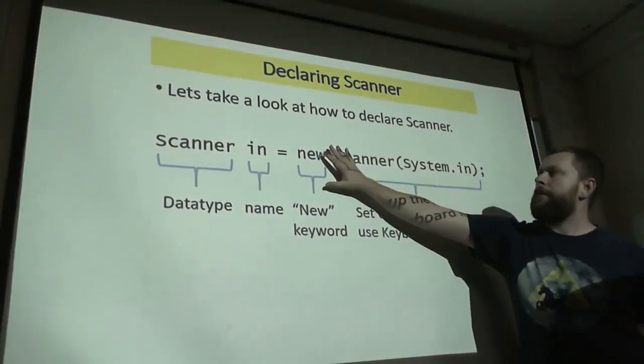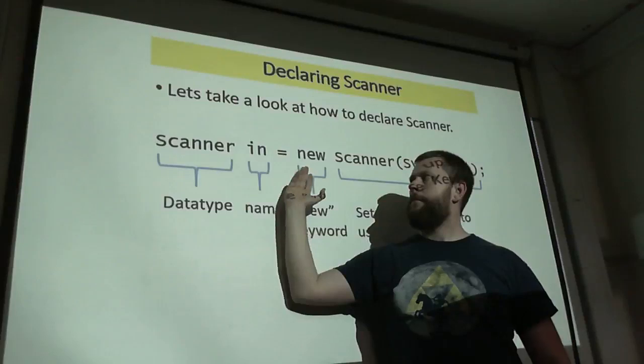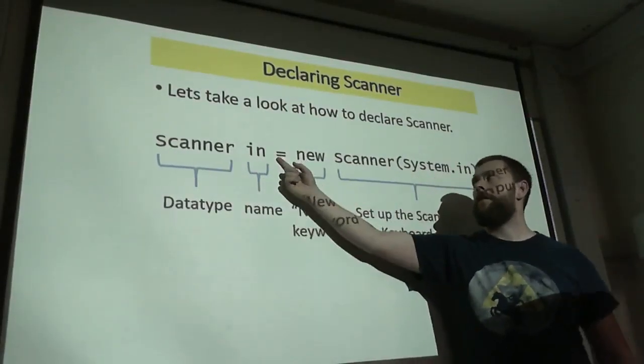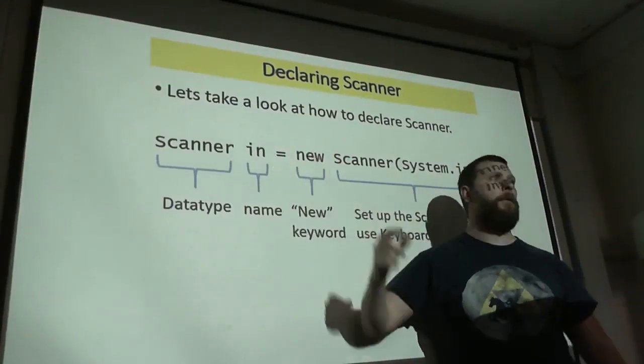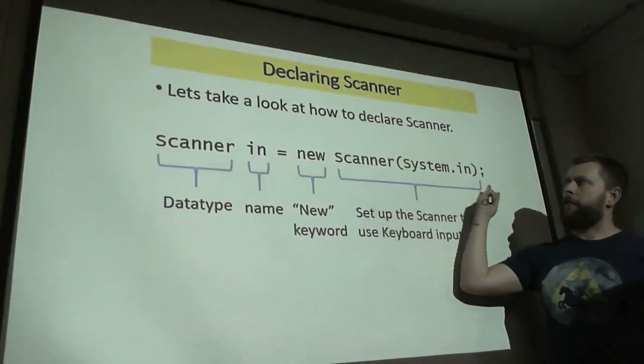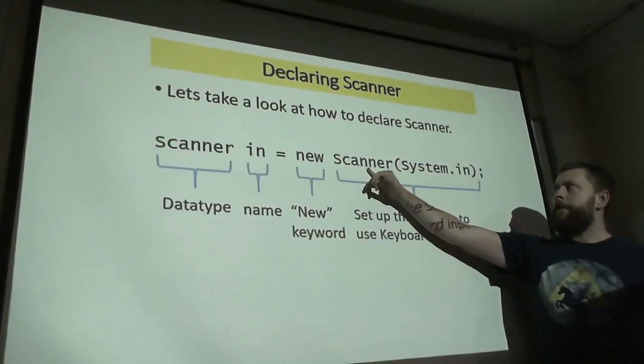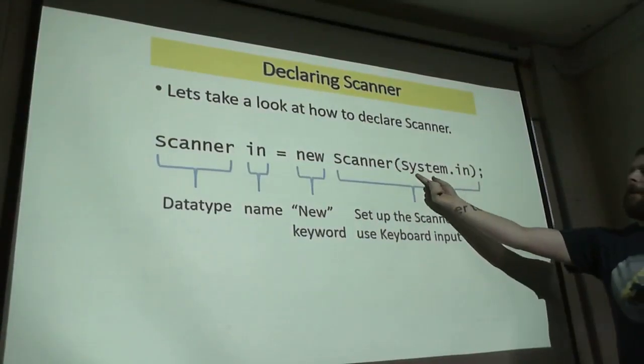So the left-hand side of the equal sign is very similar to what we've seen already. Data type, name. Then we have our assignment value. But the right-hand side is quite new. We haven't looked at something like that already. So the new keyword means that I'm going to force my program to use an extra piece of memory space to create this object. I want that object to be of type Scanner, and I want it to be using System.in.